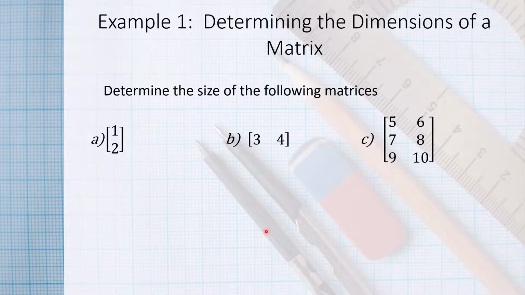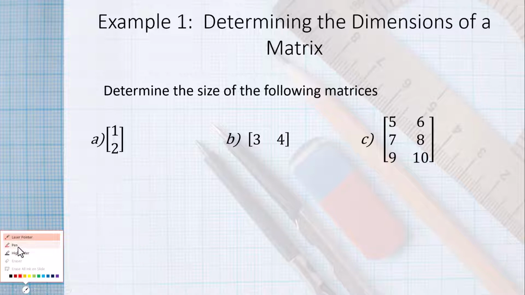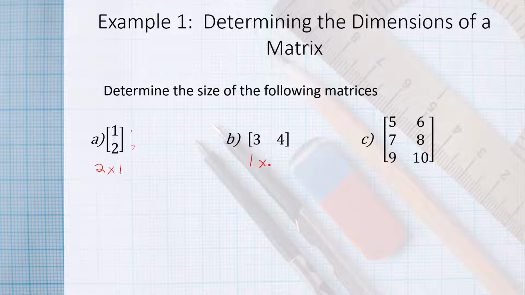And this brings us to our first example, where we need to determine the size of the following matrices. So here we go. For part A, notice that we have 2 rows and exactly 1 column. So this is a 2 by 1 matrix, 2 rows, 1 column. This has 1 row, 2 columns. So this would be a 1 by 2 matrix. And then finally over here we have 3 rows, 2 columns. And once again, rows are always first. So this is a 3 by 2 matrix.